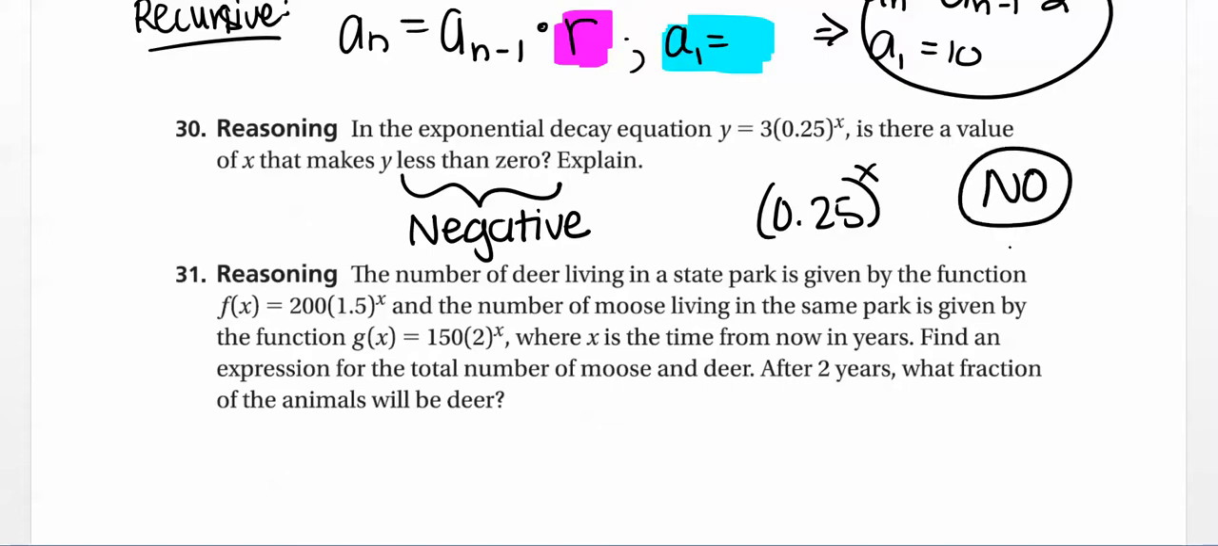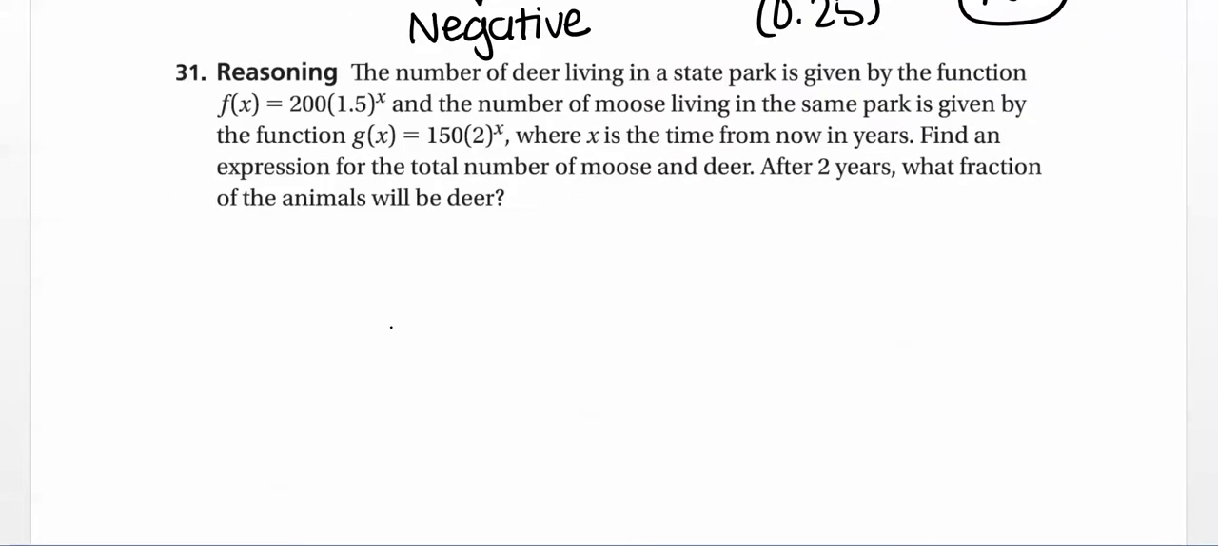Negative exponents do not make negative numbers. Negative exponents move things to the denominator, but they don't change the sign of a number. So if everything here is positive, there's no way to make this a negative number. Okay, number 31, last one.